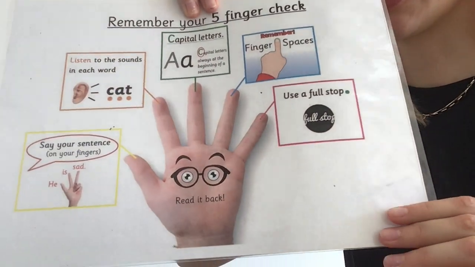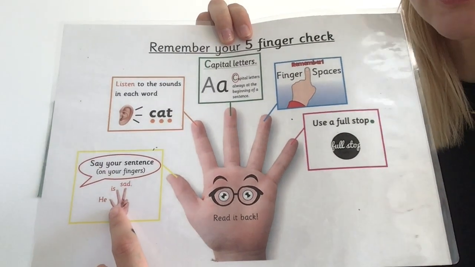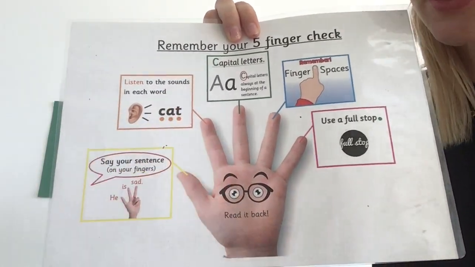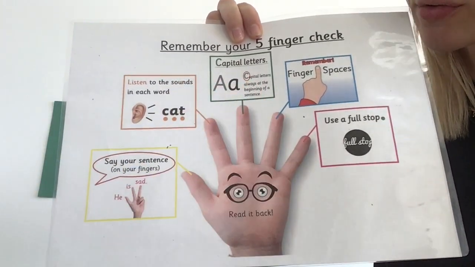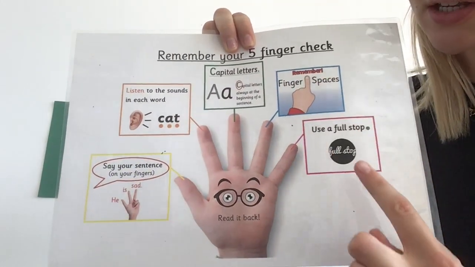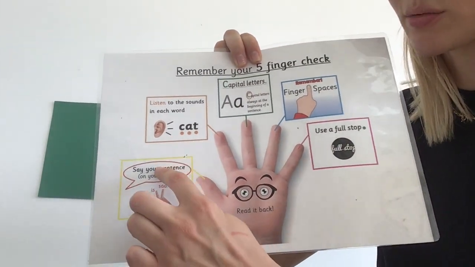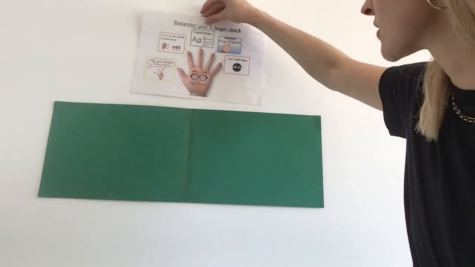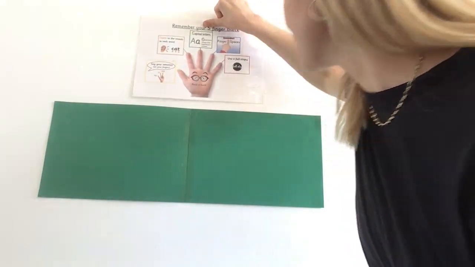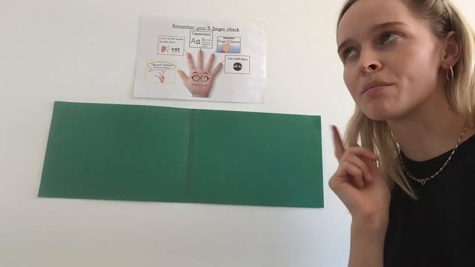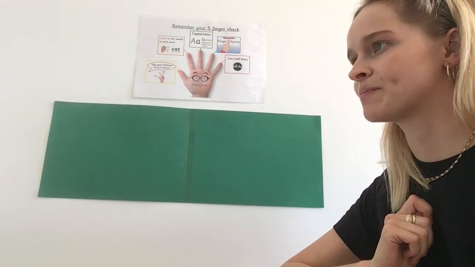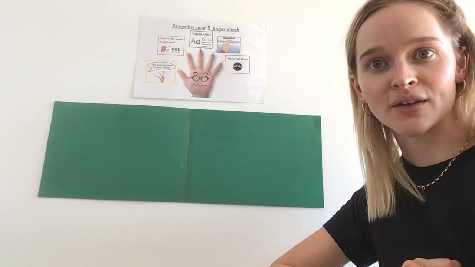Now, when you are writing a sentence, you've got to use your 5-finger check. So here it is. You've got to say your sentence, listen to the sounds, use a capital letter, use finger spaces, and use a full stop. So the first thing I'm going to do is say my sentence. I'll stick this up here to remind me. So say your sentence. My sentence is going to be, he ran and ran.